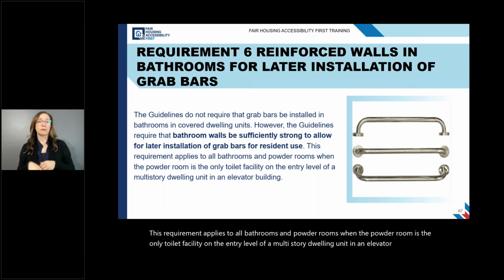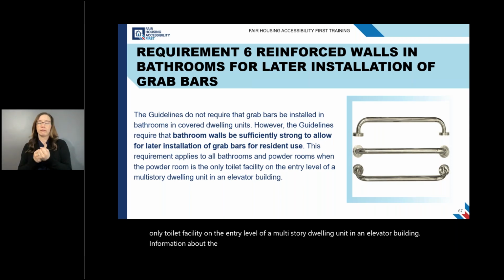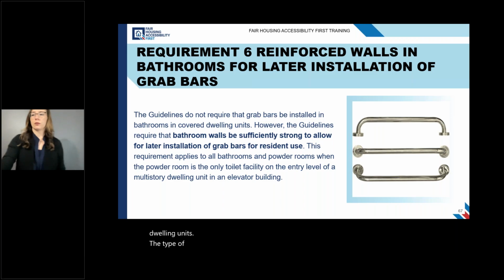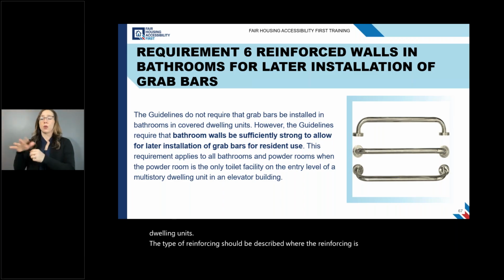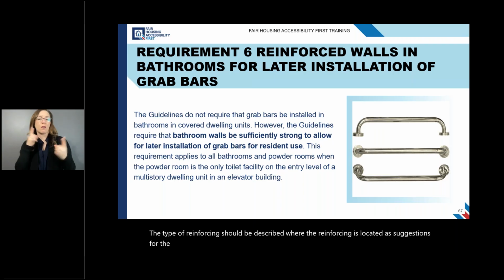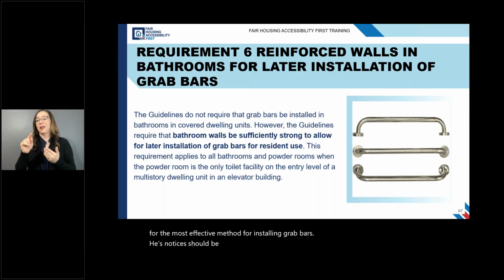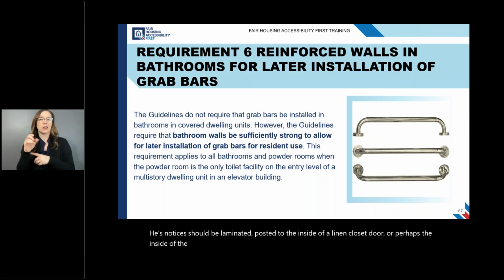Information about the reinforcing in bathroom walls should be permanently mounted in dwelling units. The type of reinforcing should be described, where the reinforcing is located, and suggestions for the most effective method for installing grab bars. These notices should be laminated and posted to the inside of a linen closet door, or perhaps the inside of a utility or a water furnace closet.